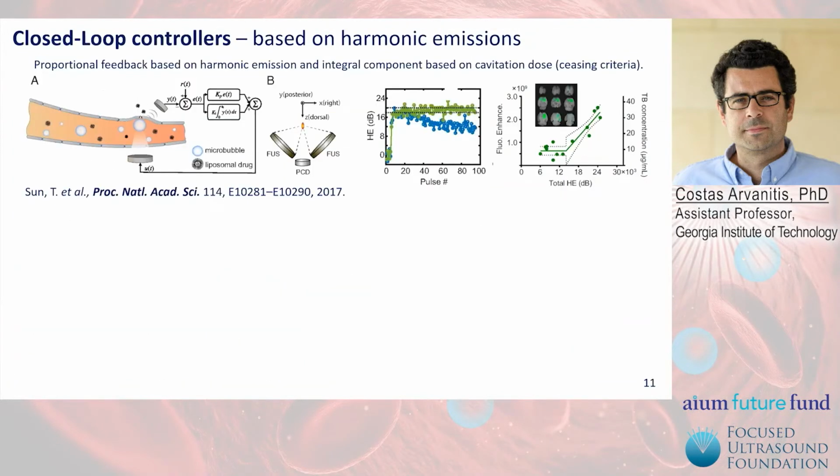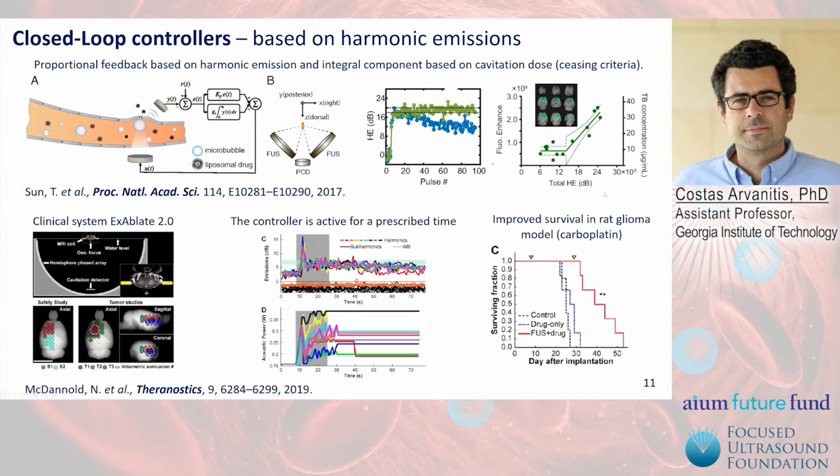And here you can see an implementation by Sun et al. from Brigham and Women's Hospital, where the control law uses a proportional feedback that adjusts the pressure increment proportional to the difference between a target output state and a current input state. So here we're adjusting the step size, as well as an integral component where cavitation dose is used for sizing criteria. And you can see very narrow responses in terms of acoustic emissions have been attained. Infusion seems to be much better, and very good and reproducible delivery of drugs in healthy and diseased brains has been attained.